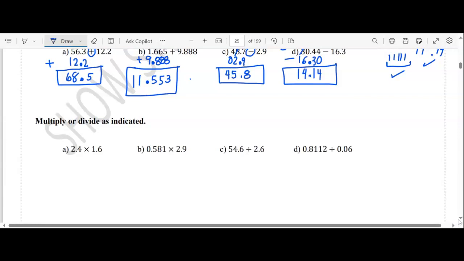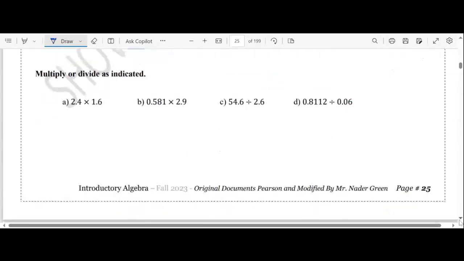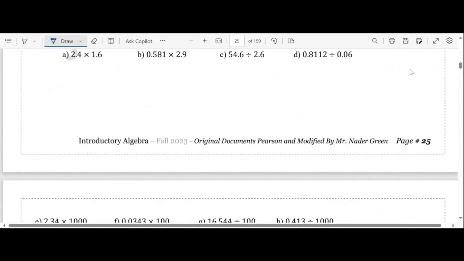Okay, let's go to the next one. He said here multiply. So I'm gonna multiply. But I just want to tell you something. Don't worry about the decimal. How many decimal places here? 1, right? And how many decimal places here? 1. 1 plus 1? 2. So how many decimal places do you have? 2. So don't worry about this. Just put multiplication, regular multiplication.